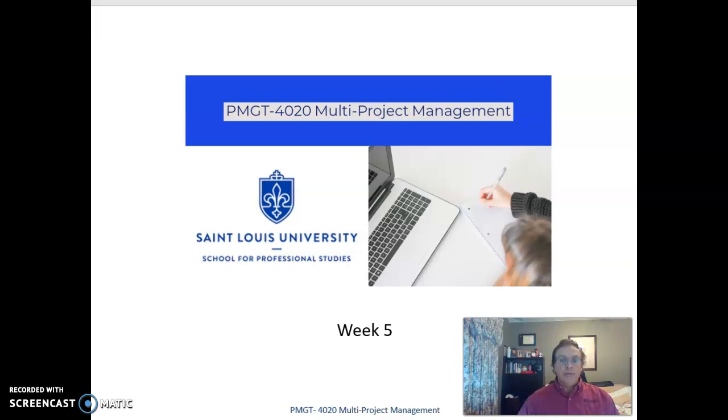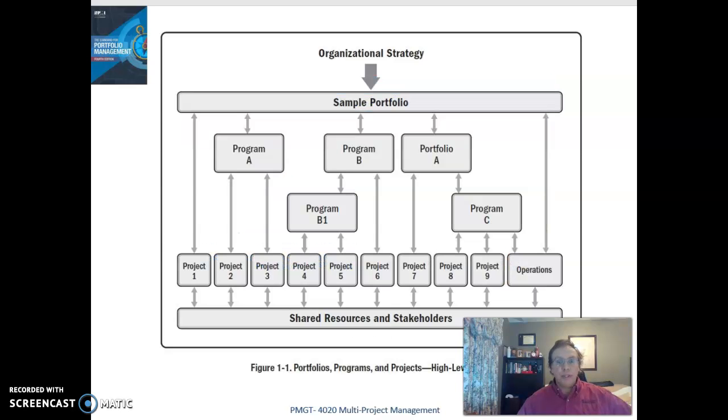Chapter 1 is a review from week 1, and figure 1-1, page 4, shown here, shows a sample portfolio. We see various programs, A, B, B1, C, and the underlying projects, as well as operational components. These are supported by shared resources and stakeholders.